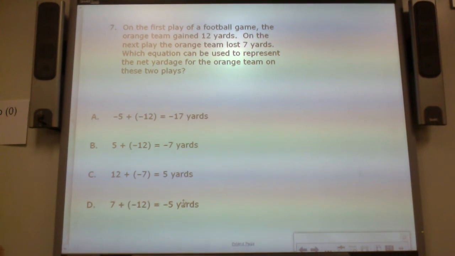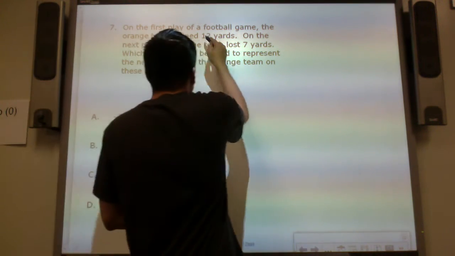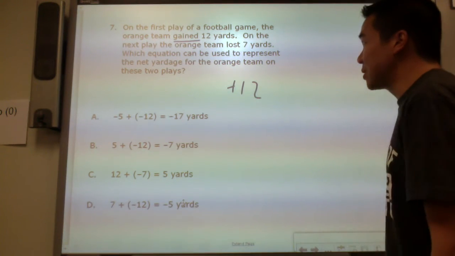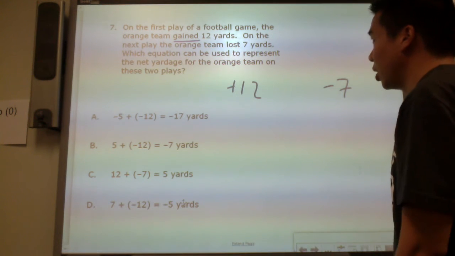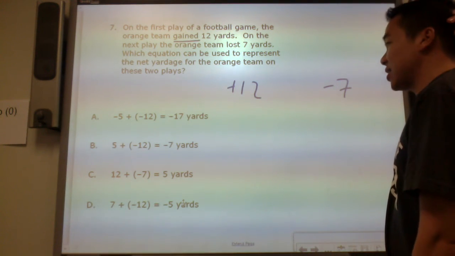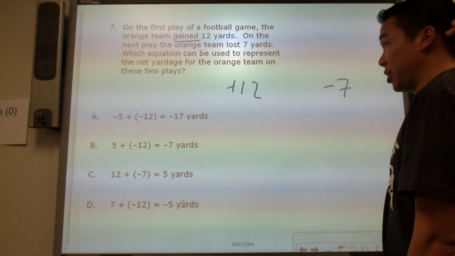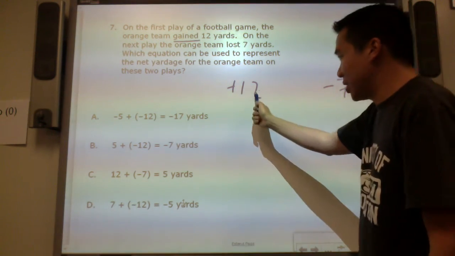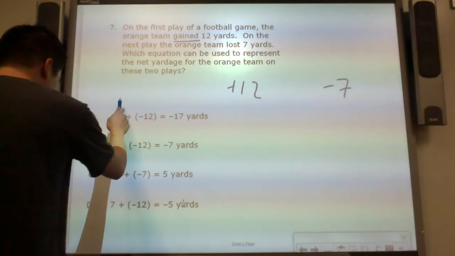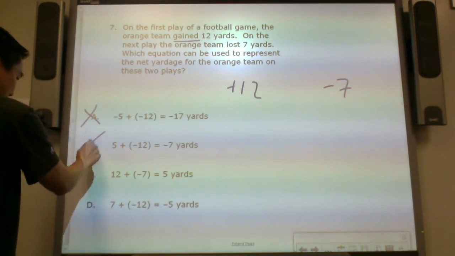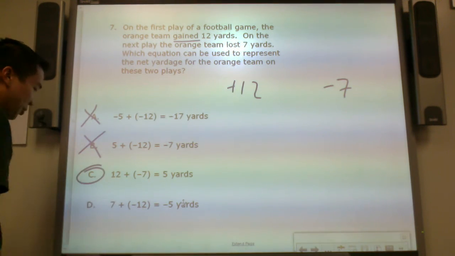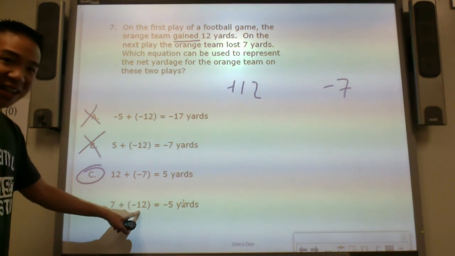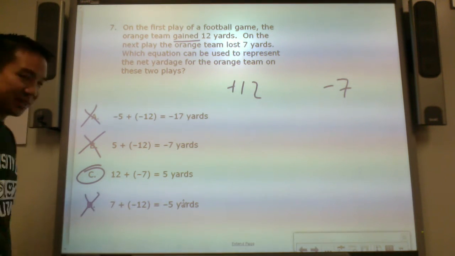Number 7, on the first play of a football game, the orange team gained 12 yards. Gained. That's positive. On the next play, the orange team lost 7 yards. -7. Shame for them. Which equation can be used to represent the net yardage for the orange team on these 2 plays? So I'm looking for +12 and -7. Well, not A, not B. Positive. C is the answer, because they gained 12 yards. They did not lose 12 yards, so you know it can't be D, so it must be C.